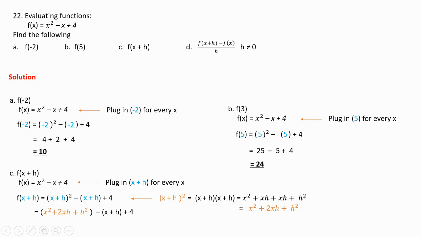Now let's put minus x plus h plus 4. So here, guys, this is the negative x plus h plus 4. That means we're going to distribute the negative 1: negative 1 times x will give us negative x, and negative 1 times h will give us negative h, plus 4. So this is your solution because you cannot combine any of the terms. They're not like terms. So that's the answer that we're looking for.